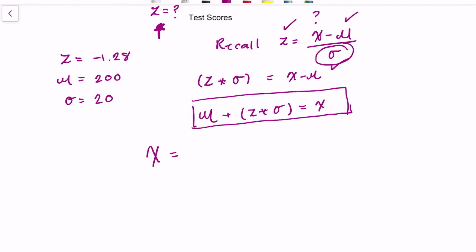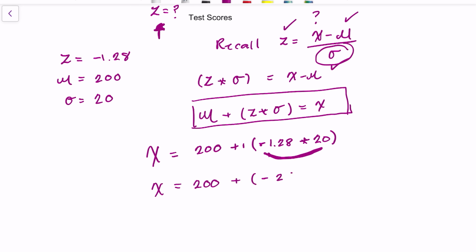So X is going to be mu 200 plus parentheses negative 1.28 times 20. There's an implied 1 here, if you don't remember. Whenever we do this multiplication, it's going to be a negative number. And when we multiply the negative times the positive, it's going to be negative as well. So it's going to be 200 plus minus 25.6, which is the same once we do this implied multiplication. 200 minus 25.6.